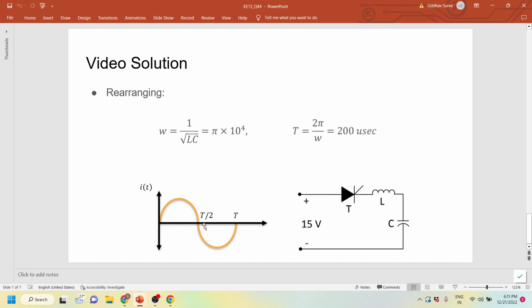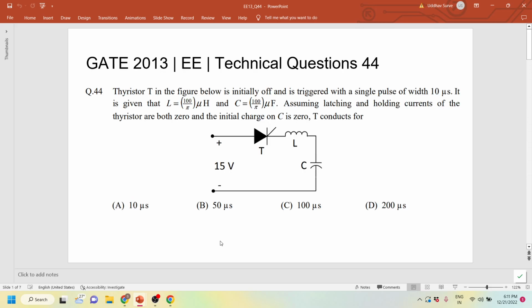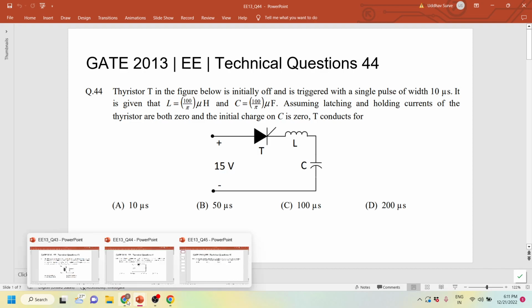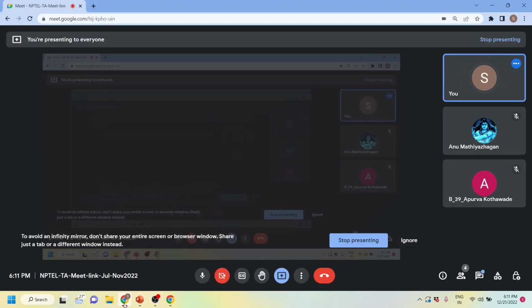That's why from this t equal to 0 till T by 2 the thyristor will conduct and not in the negative direction. So t equal to 100 microseconds is for which the thyristor will conduct. So any doubt in this question? Okay.